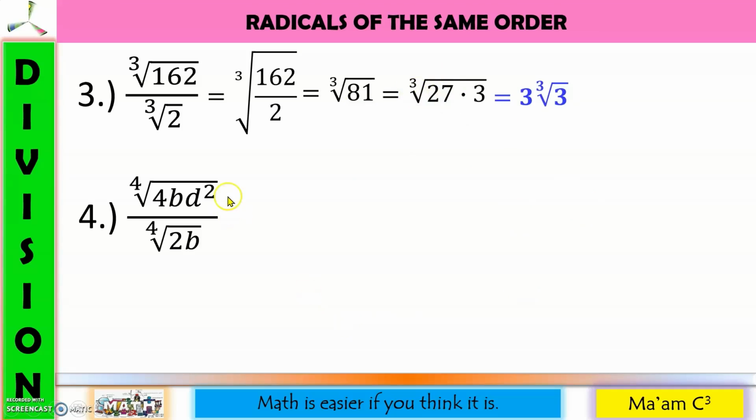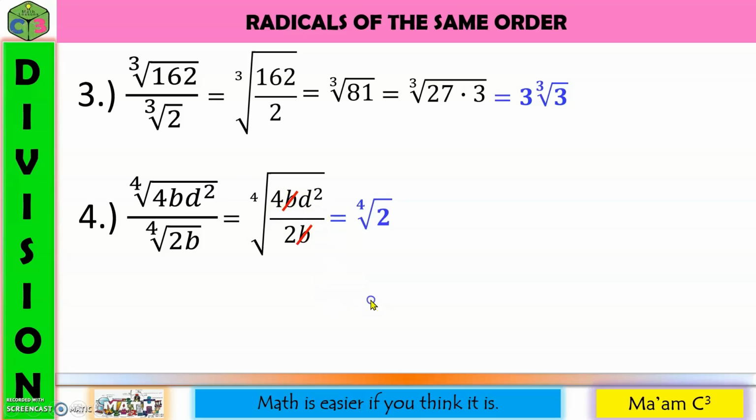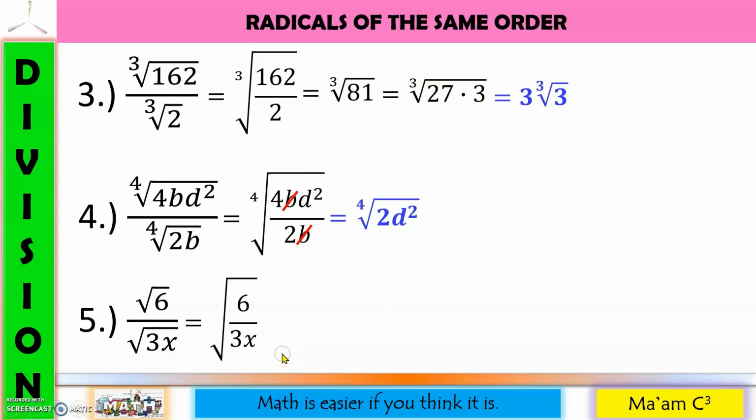Next one, let's combine them into one radical symbol. 4 divided by 2 is 2. Then we have b cancelled out, and then let's copy d squared. Number 5, let's combine them into one radical symbol. 6 divided by 3 is 2, so I have square root of 2 over x.